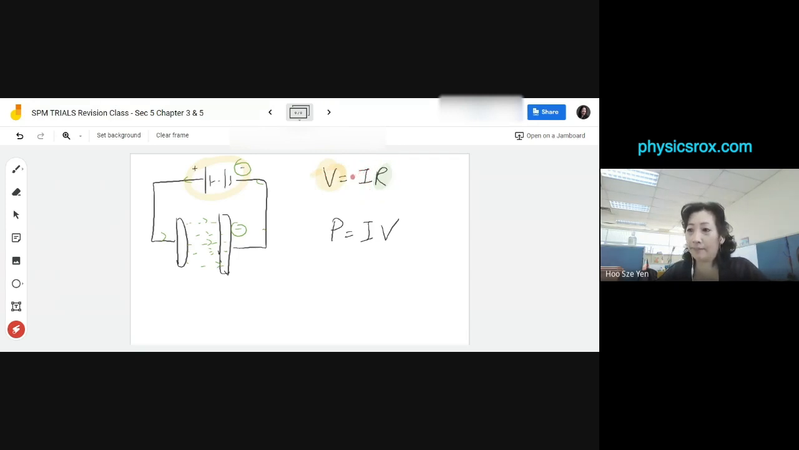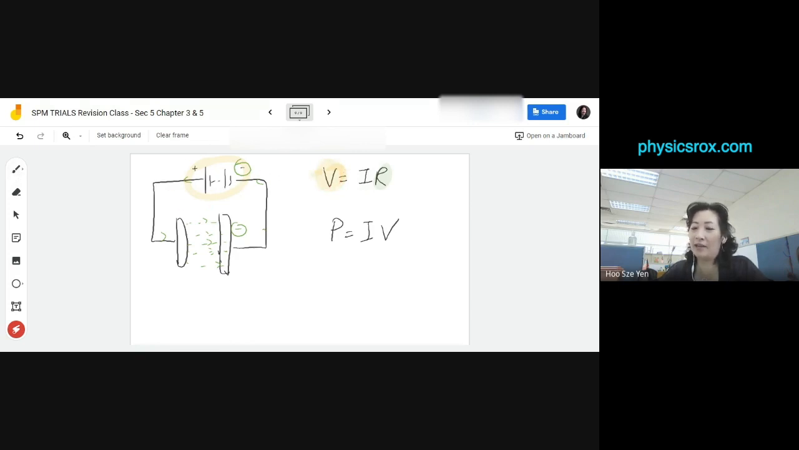True or not? So if you're changing V, you cannot say, when V increases, R increases. Sorry, I will disown you. You change V, only I can change, R doesn't change. So I will depend on what you put here. I depends on these two. So I is always going to be your responding one in this case. Okay? Yeah, clear?